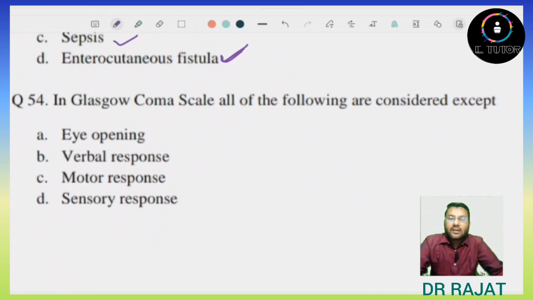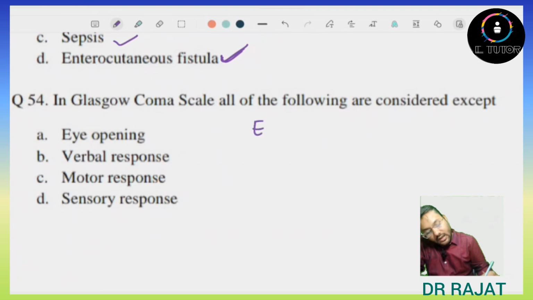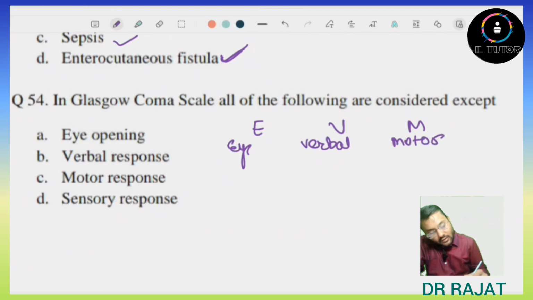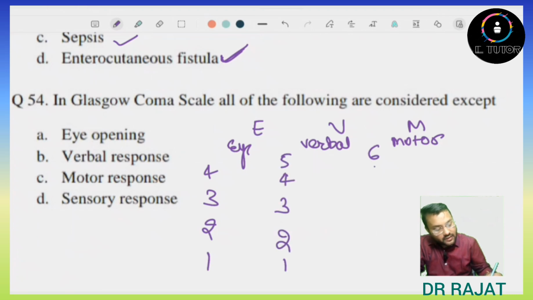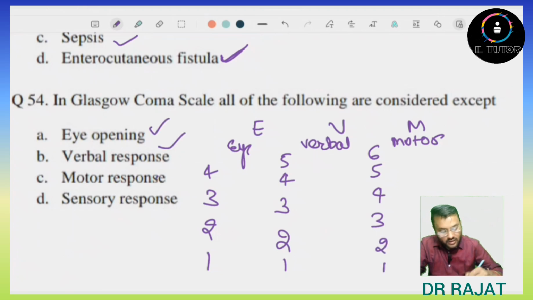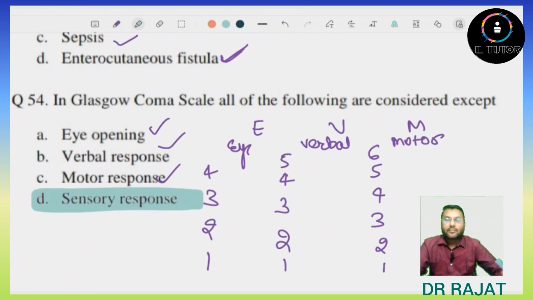In Glasgow coma scale, all the following are considered except. We have already studied it in previous questions. EVM: eye, verbal and motor. For eye, there are 4 scores: 4, 3, 2, 1. For verbal, 5, 4, 3, 2, 1. And for motor, 6, 5, 4, 3, 2, 1. So eye opening, verbal response and motor response are there, but sensory response is not considered. So the answer here will be option number D, sensory response.